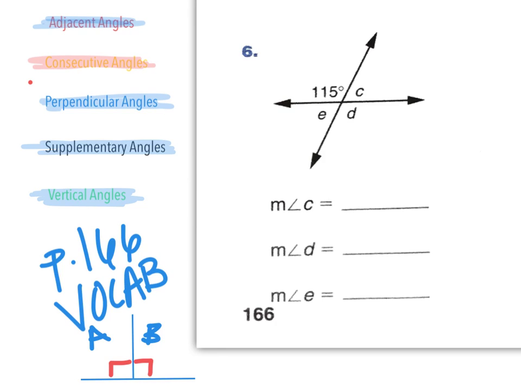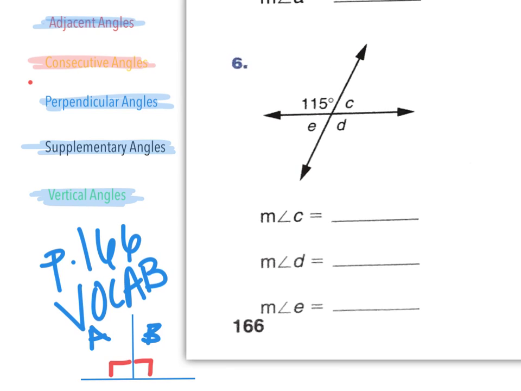Right away, I can see that I have two straight lines that are intersecting. Intersecting means they're crossing each other. So think of an intersection in the road. They're crossing each other. Now I know that straight lines or straight angles have a measure of 180 degrees. That's something that we're going to use to help us today.